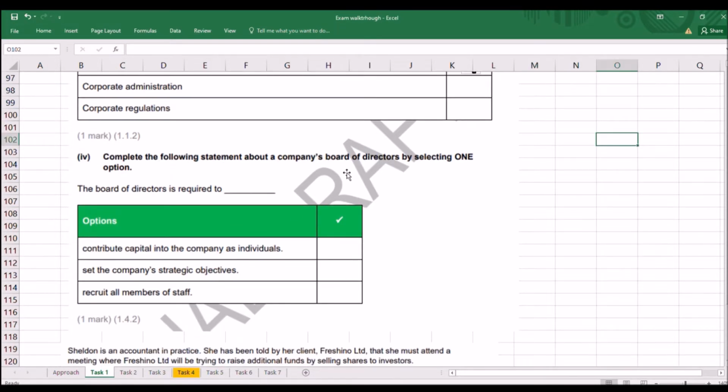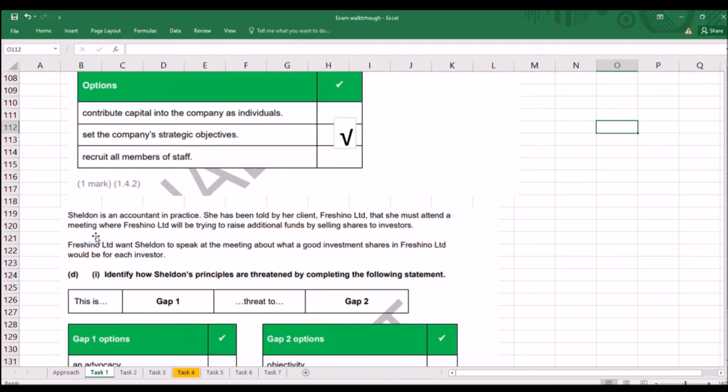Complete the following statement about a company's board of directors by selecting one option. The board of directors is required to contribute capital to the company as individuals? No, those are the shareholders. Set the company's strategic objectives. That's the point of the board of directors. They're going to set the strategic objectives, and they're not going to be doing the day-to-day management. That's what we've got day-to-day managers for. And recruit all members of staff? No, that's day-to-day management, so that'll be our HR department together with our operational managers. They're going to set the company's strategic objectives. Okay, so we're doing all right so far.